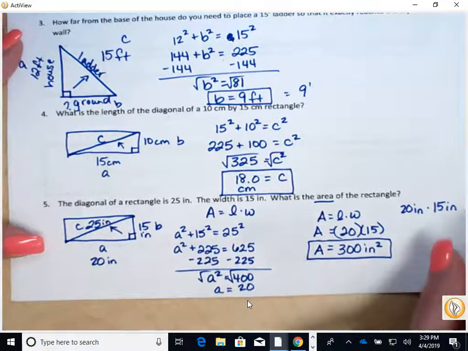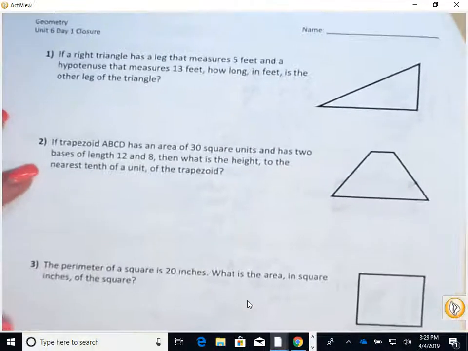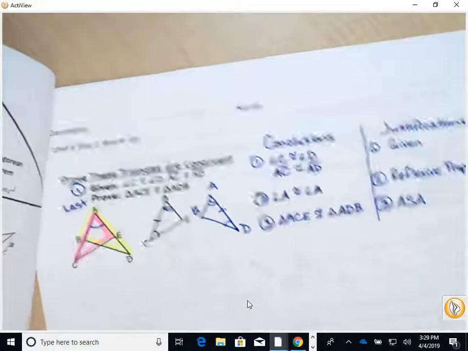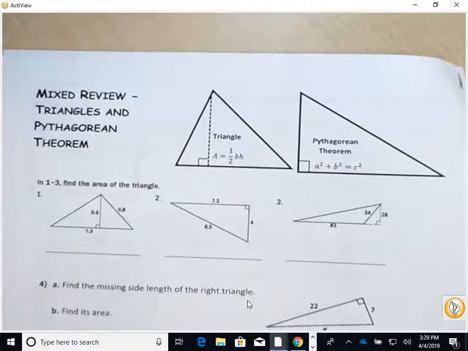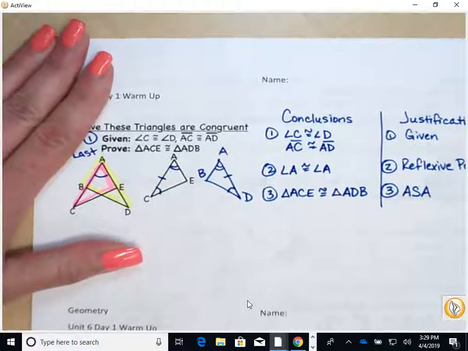All right, moving on. Oh, it's closure time. So your closure is these 4 problems. When you get done with that, do the homework, which is a mixed review, squares and rectangles. And then on the back is triangles and Pythagorean theorem. So do all of that, and then when you complete the package, turn it into the sub.